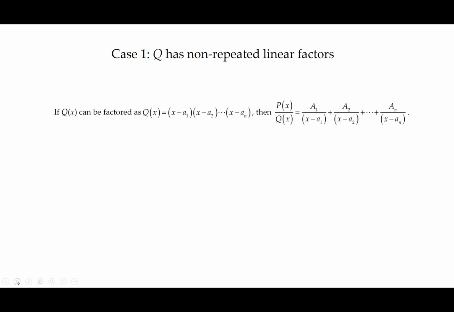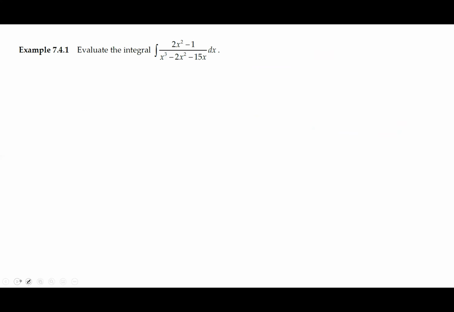Let's start with non-repeated linear factors. Now don't be intimidated here, right? My denominator can be completely factored, okay? And what I'm going to do is rewrite this as this sum. Now think about it. If you were to find a common denominator and the denominators have no common factors, then that common denominator is just their product, right? And there you go. All right, let's see how this works.